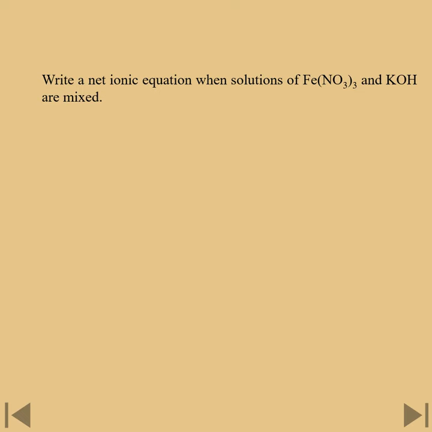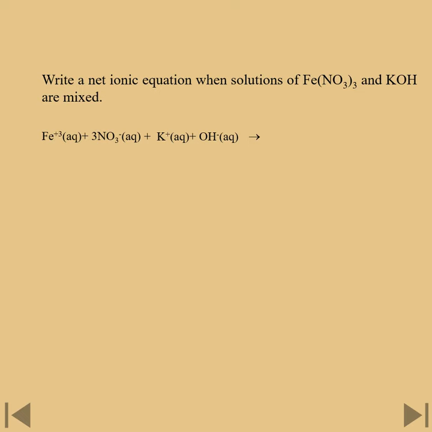And now we're asked to write net ionic equations when solutions of iron 3 nitrate and potassium hydroxide are mixed. Okay, well, first, in a solution of iron 3 nitrate, we have separate iron 3 ions and nitrate ions. Then, in a solution of potassium hydroxide, we have separate potassium ions and hydroxide ions. So there's step one, write the formulas of the participants.